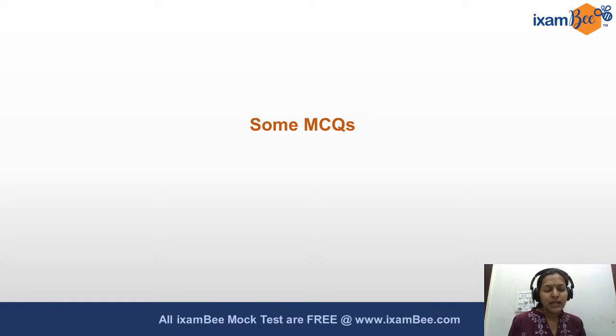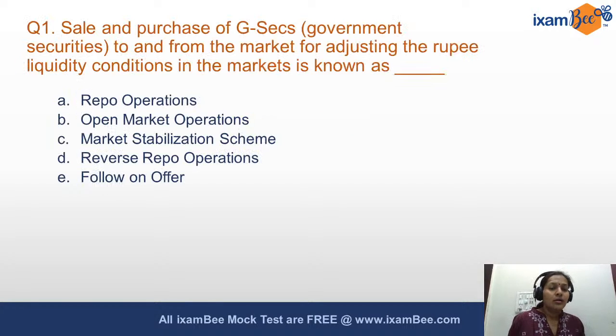Okay, taking up some MCQs today now. I have taken more of conceptual questions because I have discussed the fact-based things already today, and I have taken up some important conceptual topics that you should always keep in mind, which are inspired by the monetary policy. First, sale and purchase of GSECs, that is government securities, to and from the market for adjusting the rupee liquidity conditions in the market is known as what? Is it called the repo operations, open market operations, market stabilization scheme, reverse repo operations, or follow on offer?